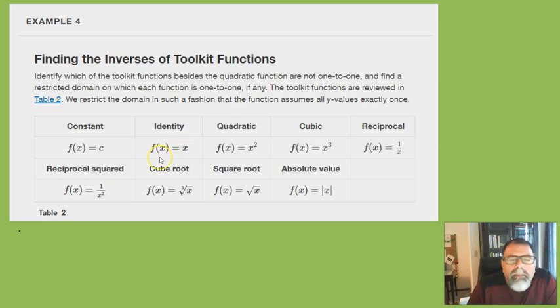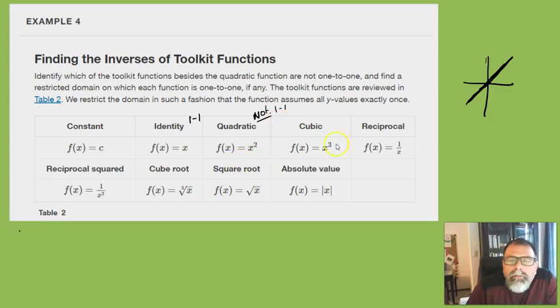Identity function. The identity function, if you recall, looks like this, right? And it passes the horizontal line test and the vertical line test. Vertical line to be a function, horizontal line to be one-to-one. So that one's one-to-one. Quadratic, this one is not one-to-one.